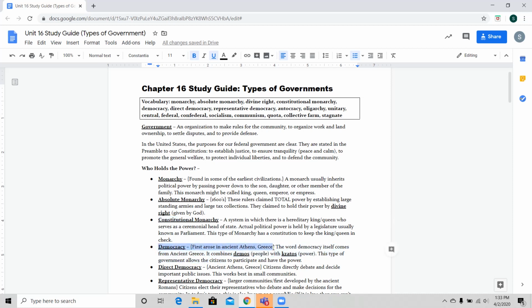And when you hear that word democracy, what it usually means is that the people have the power. Now, this is a term that originated in ancient Greece, and the government originated in ancient Greece. Let's just break down the word, though. So again, right here, we have the word demos, which means people. And then we have the word kratos, which means power. So the people have the power.